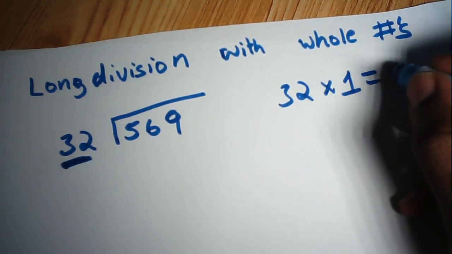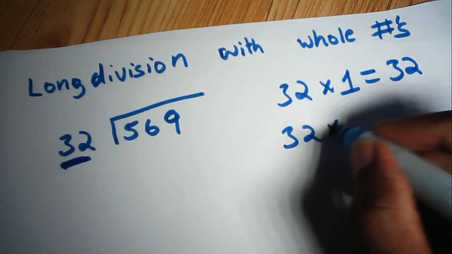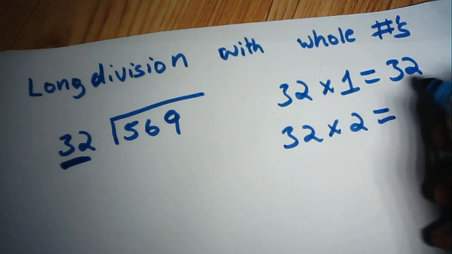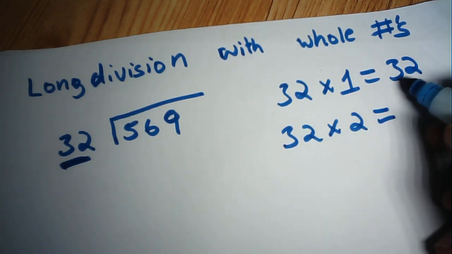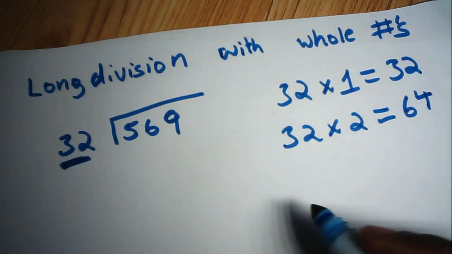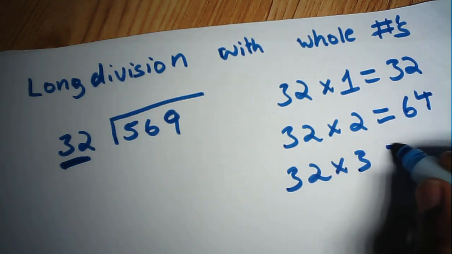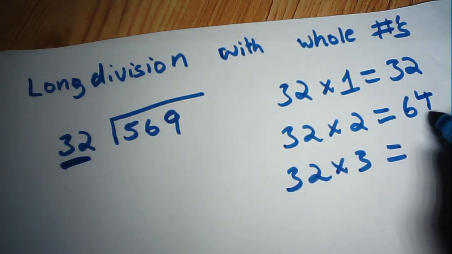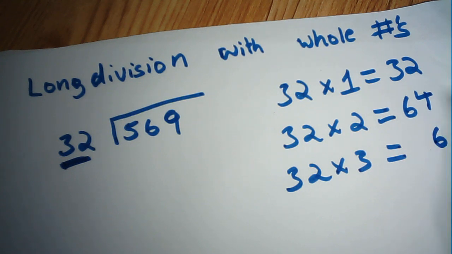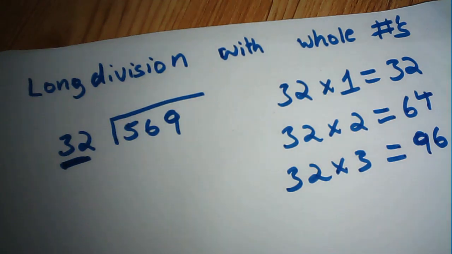32 times 1 is 32. 32 times 2 is what? How do I find that? Just add 32 to 32, and I end up with 64. Let me just do one more. So 32 times 3. If I add one more 32 to this, 2 plus 4 gives me 6, and then 3 plus 6 gives me 9. Alright, so now I have some multiples of 32, and this should help me to divide by 32.